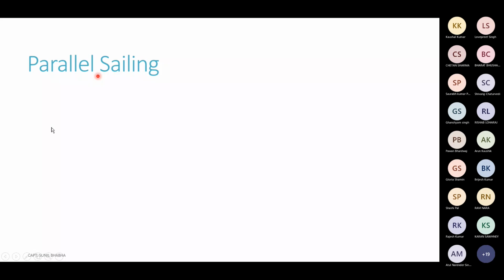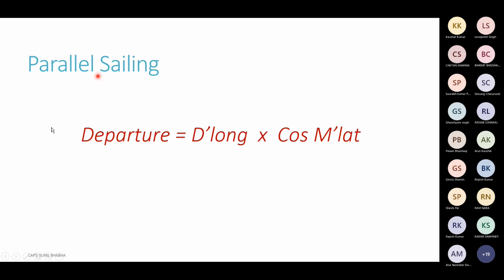And for calculating the distance, we use the parallel sailing formula. What is the parallel sailing formula? It is departure equal to d long multiplied by cos of m lat. M lat stands for the mean latitude. This formula is used in parallel sailing as well as in the plain sailing. So for parallel sailing, the mean latitude is going to be the same as initial and final latitude. Both latitudes are the same.